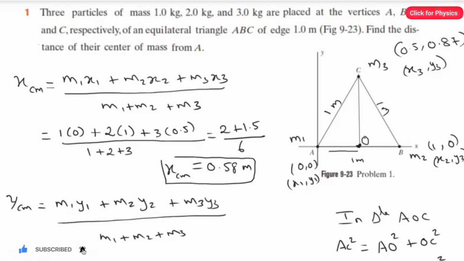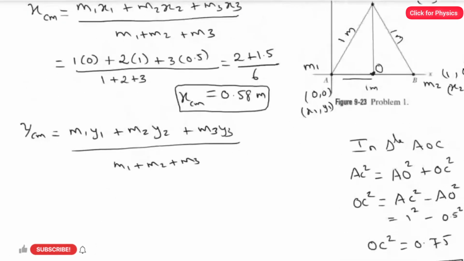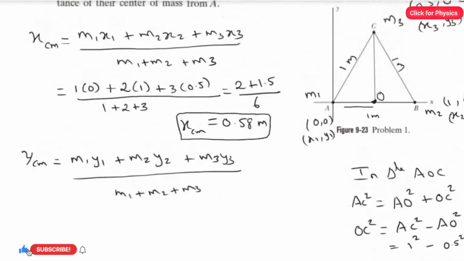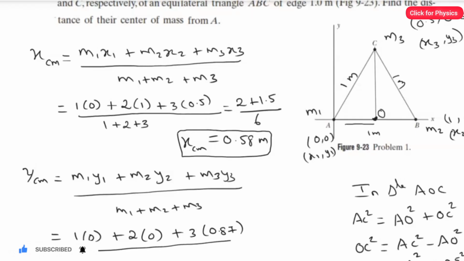Likewise, we have to find the answer for y center of mass. In a similar way, we have to substitute the values here. M1 takes the value of 1 kilogram, 1 multiplied by the y1 value 0. Likewise, M2 value is 2 kilogram and the y2 value is also 0. And then the M3 value is 3 kilogram and the value of y3 is 0.87, divided by 6.